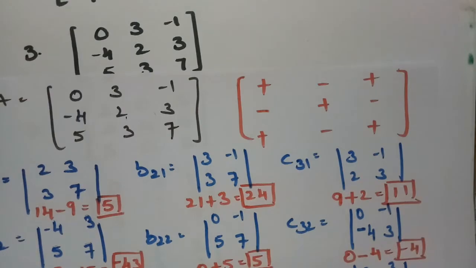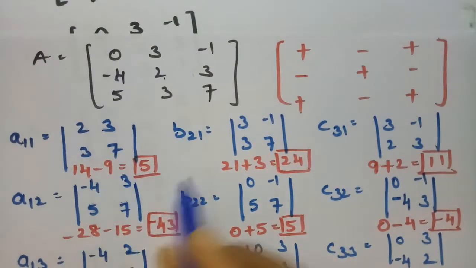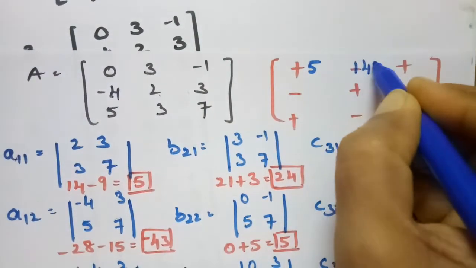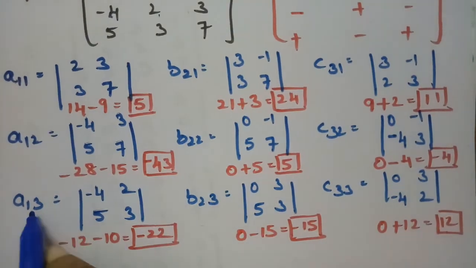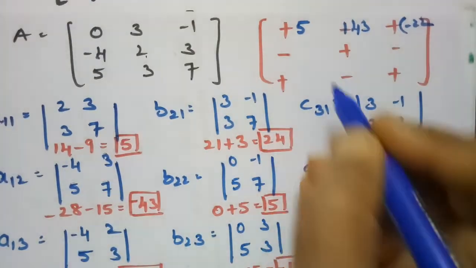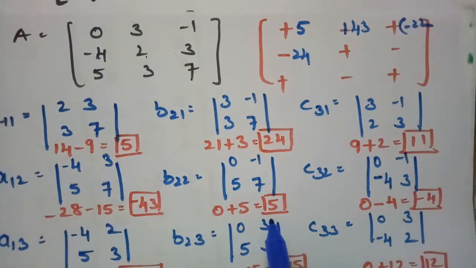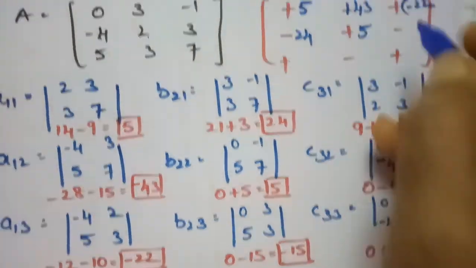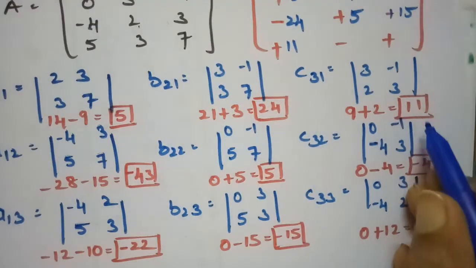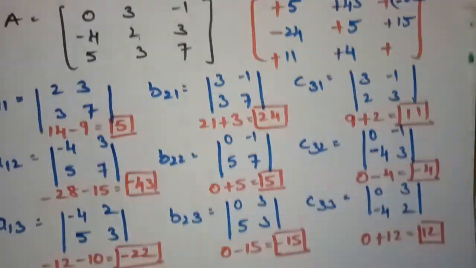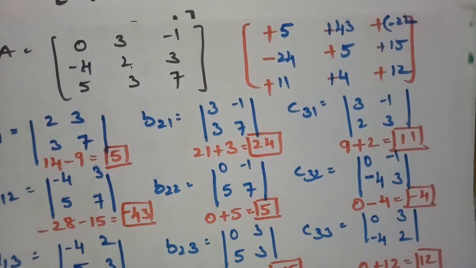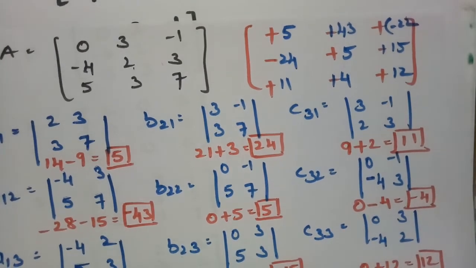Now I'll substitute here. In the position of A11 we have 5, and in position of A12 we have minus of minus 43, that is plus 43, and this is the value of A13, so this is minus 22. And the next value here is 24. B22 value is 5, and the next one is minus 15, and the next one here is 11, and this value is minus of minus 4, that is 4, and this value is 12. So I got the cofactors of the matrix.